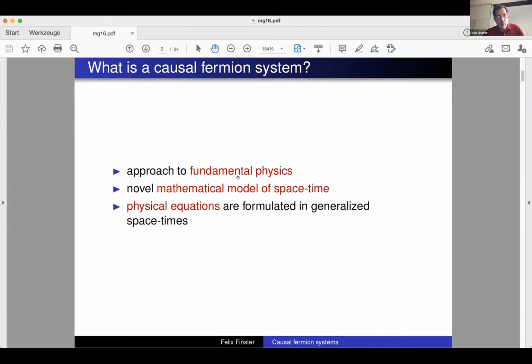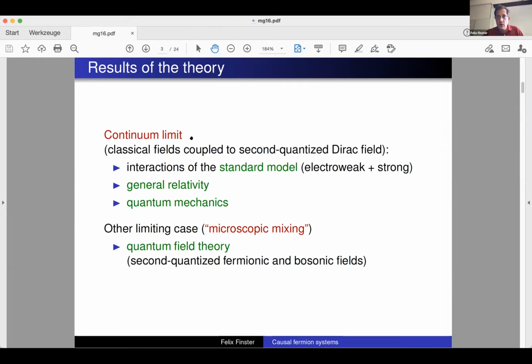So in general words, a causal fermion system is an approach to fundamental physics where we also work with a different model of space-time. So space-time is not a manifold, but a different mathematical setup. And the physical equations are formulated in this other setup in generalized space-times. What we already did in detail is to work out the so-called continuum limit. In this limiting case, one gets back to a classical space-time, Minkowski space or Lorentzian manifold, and one gets classical fields, say the Maxwell field and the gravitational field, coupled to a second quantized Dirac field. One gets the interactions of the standard model, electroweak and strong, also general relativity and quantum mechanics.